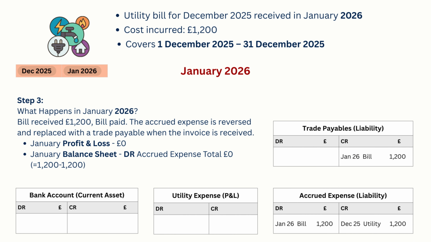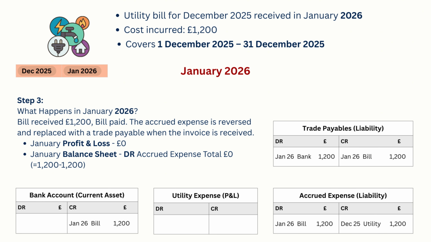Instead, we reverse the accrual and replace it with a normal supplier balance in trade payables. Journal, when the invoice is received: debit accrued expense £1,200. This removes the accrual liability. Credit trade payables £1,200. It moves the liability from accrued expense to trade payables. January P&L impact is £0.